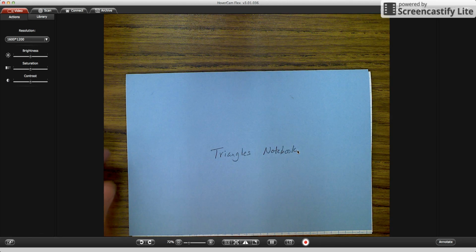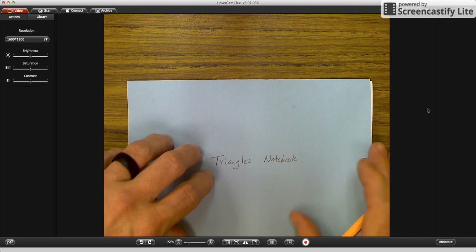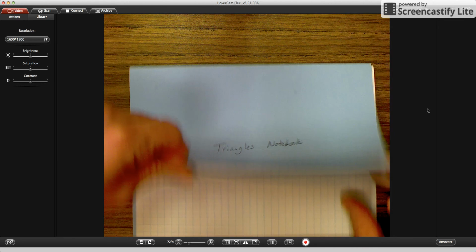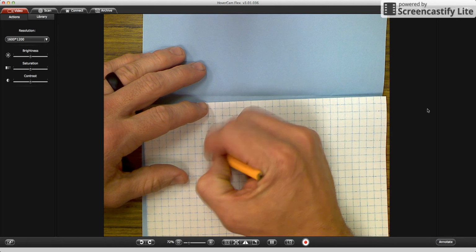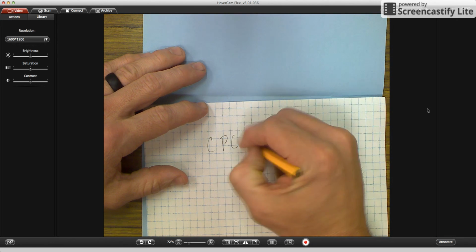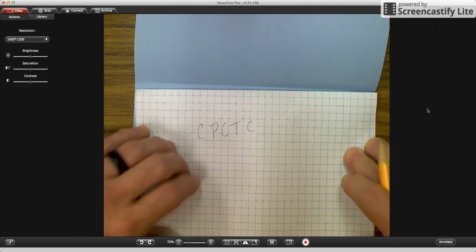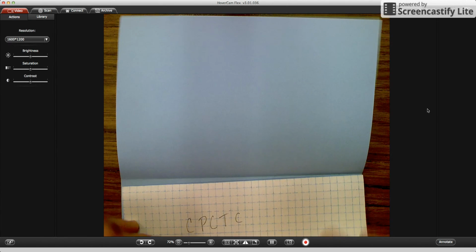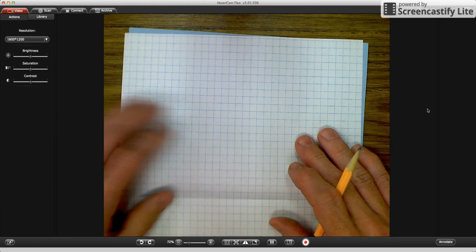All right, today's notes we are going to be taking are going to go right in our triangles notebook. So take your blue triangles notebook out, and we are going to flip open to the very next page. You should have your first half page with all of your CP, CTC stuff on it, and that should be the first page. The second page that we're going to flip to is going to be where we're going to do our writing today.